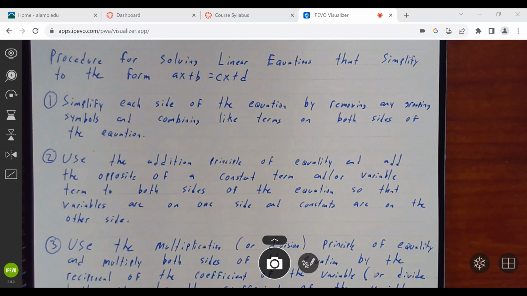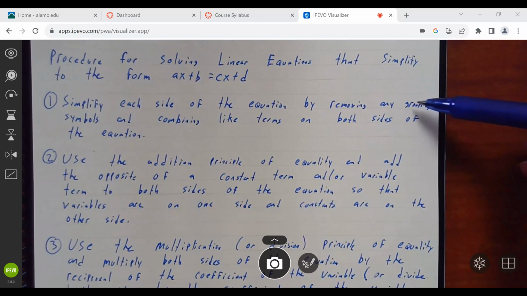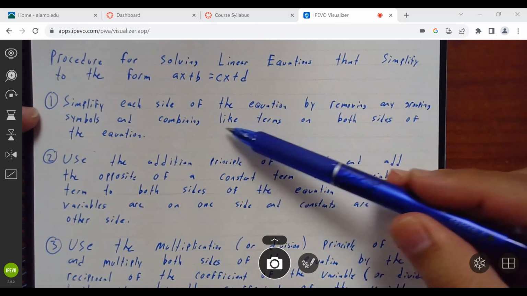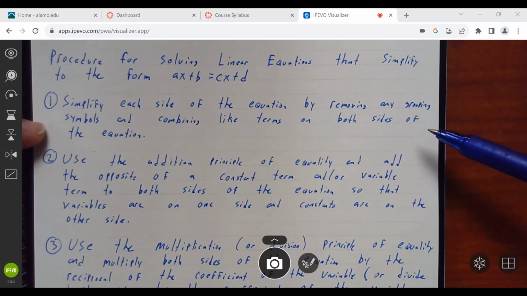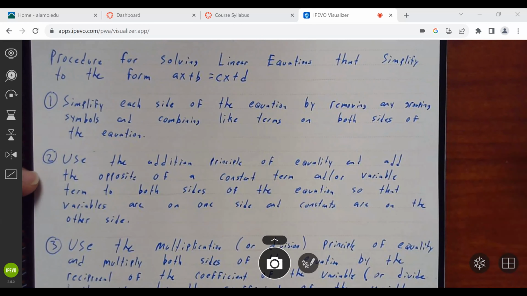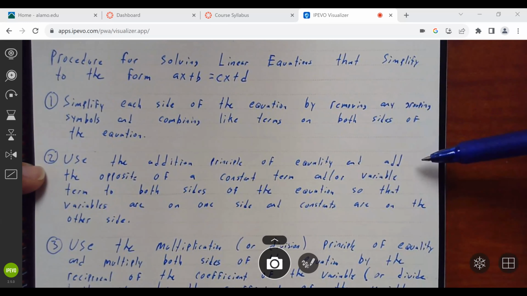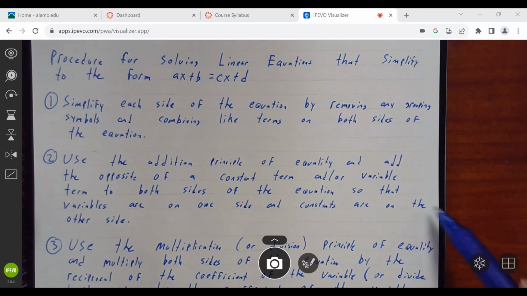9.3 then. Simplify each side of the equation by removing any grouping symbols and combining like terms on both sides of the equation. Number two, use the addition principle of equality and add the opposite of the constant term and or variable term to both sides of the equation so that the variables are on one side and constants are on the other side, to group everything together.